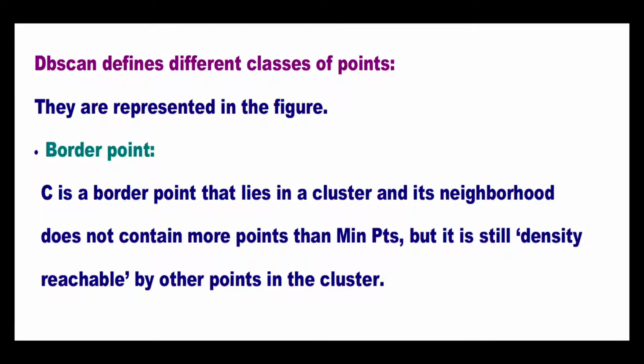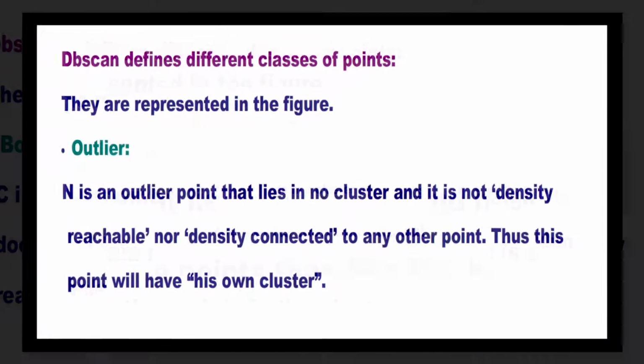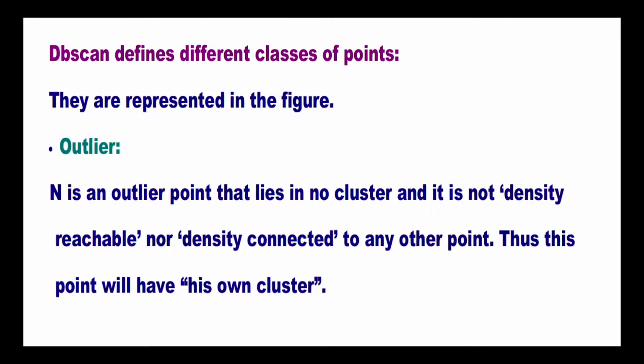Next one is border point. C is a border point that lies in a cluster and its neighborhood does not contain more points than min points, but it is still density reachable by other points in the cluster. And the last one is outlier. N is an outlier point that lies in no cluster and it is not density reachable nor density connected to any other point. Thus, this point will have its own cluster.